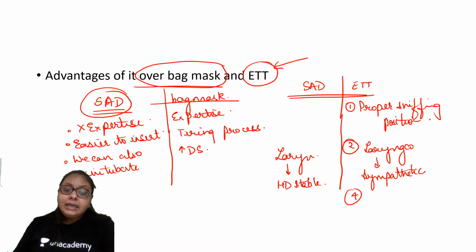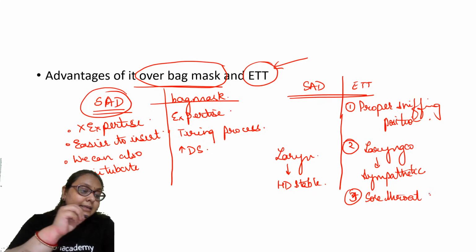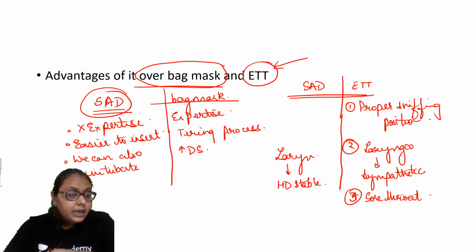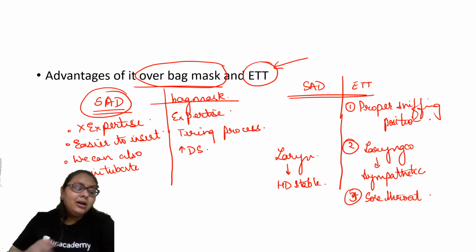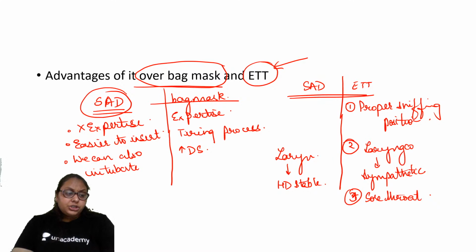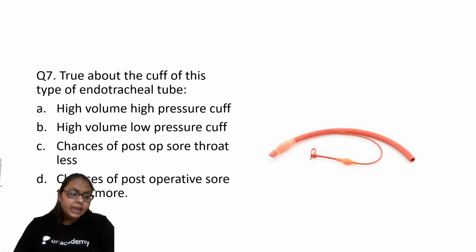In ETT, there are more chances of sore throat. The chances of sore throat are less in cases of supraglottic airway devices. Is it clear? So these are the advantages of supraglottic airway device over endotracheal intubation. Okay, coming to the next question.